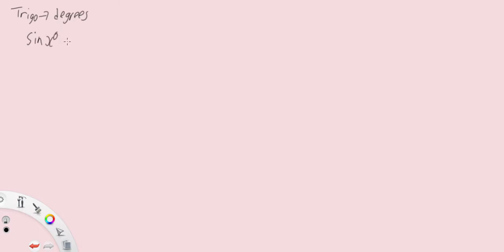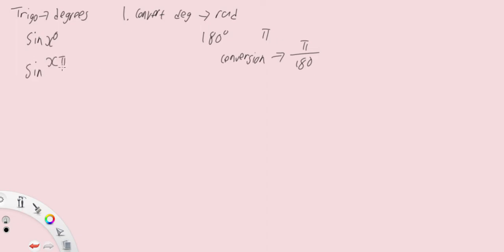We'll convert this to radians. Same thing, we can only differentiate in terms of radians, so we have to convert degrees to radians. Step 1: convert degrees to radians. How do you do that? Very simple. I think of it as 180 degrees, and I know that the value of 180 degrees in radians is pi. So my conversion fraction is pi over 180. Therefore, I convert this to x pi over 180.